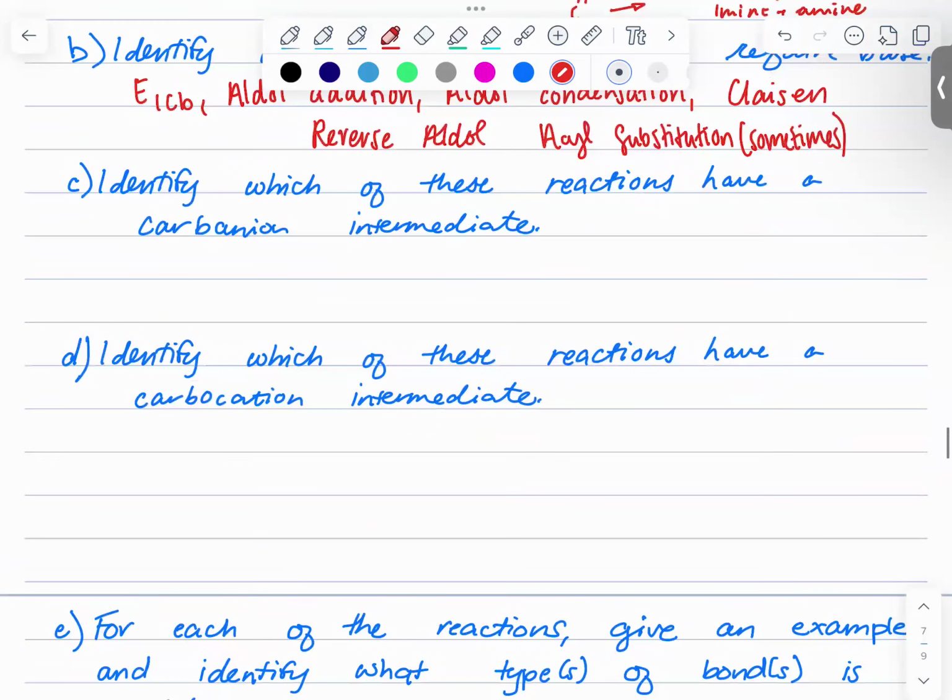So next one is identifying which of the reactions have a carbanion intermediate. What is a carbanion? Carbon with a negative charge. So again, this is where we're looking through our curly arrow mechanisms and finding which ones have an intermediate where we have a negative charge on a carbon.